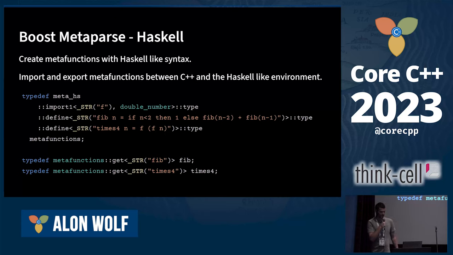Another interesting feature of Boost MetaParse is that we can create metafunctions with a Haskell-like syntax. So here the meta-edge-ace type is a compile-time map that acts like a symbol table. The import call adds a symbol to the map. The define call creates a function from a Haskell-like syntax and adds it to the map. Each of the calls returns the type of the new modified map, so we can nicely chain them together. In the end, we can get the functions from the map and use them in C++.